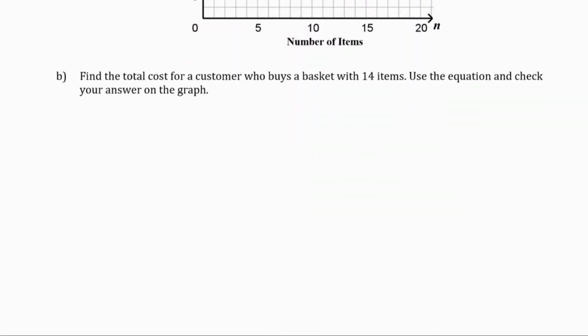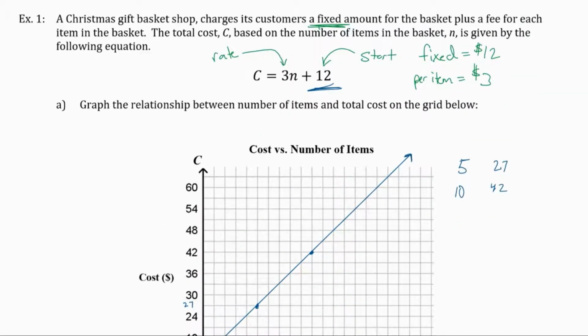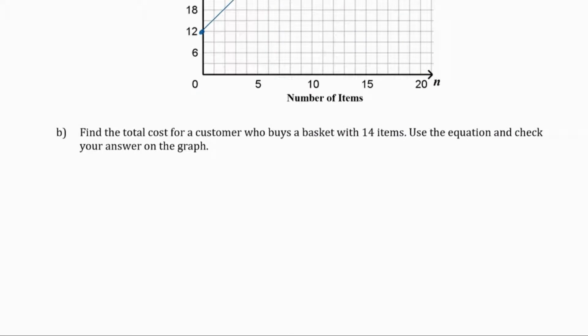Find the total cost for a customer who buys a basket with 14 items. Use the equation and then check your answer on the graph. So this is something that we've done, but I have to use the equation. So remember, C is the total cost, and N is the number of items. Okay, and we've talked about what the 3 and the 12 are. And so for 14 items, that's saying N is 14.